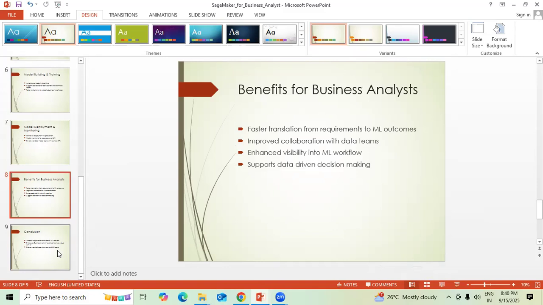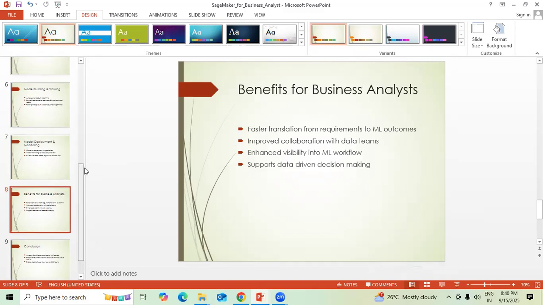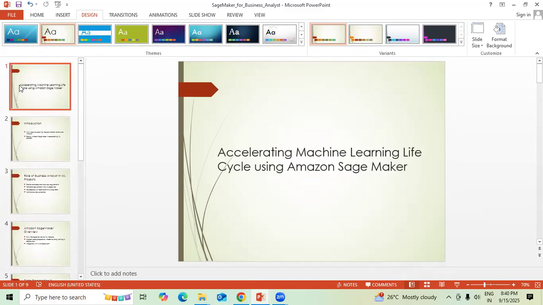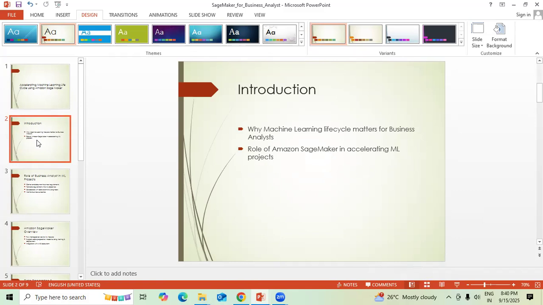Last but not least, it supports data-driven decision making. Everything is possible using these as benefits for a BA. So this is something a BA must know when trying to understand AWS Amazon SageMaker, when we want to accelerate the machine learning lifecycle as part of AML. This is what the whole understanding is all about.